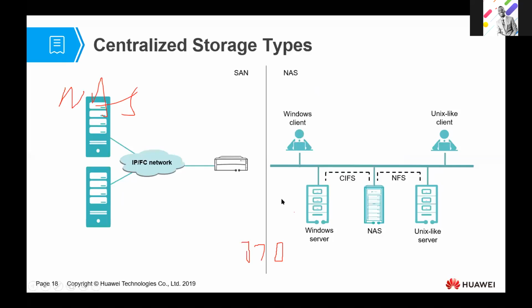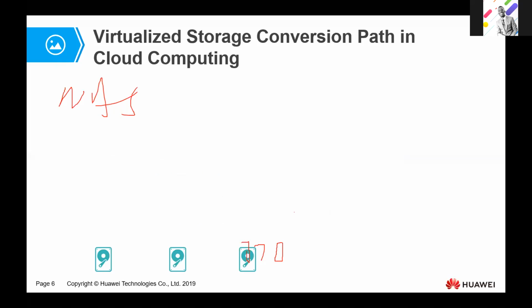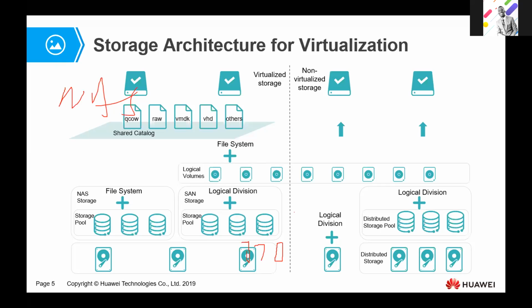To this slide. Sorry, we'll go back to this slide here with SAN, so that we can see SAN very well as we're explaining it. This is what we're calling SAN storage. We are saying in centralized we can either have SAN or NAS, and now we are looking at the SAN storage. So SAN is what we are calling storage area network.